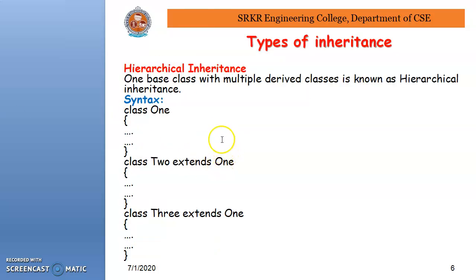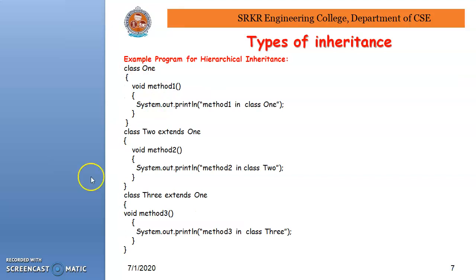Coming to hierarchical inheritance. In this again we have three classes. One base class with multiple derived classes is known as hierarchical inheritance. This is class 1, a base class. 2 and 3 are the derived classes. This class 2 will extend 1. This class 3 extends 1. That means both 2 and 3 extend only one class, called 1, which is the base class.